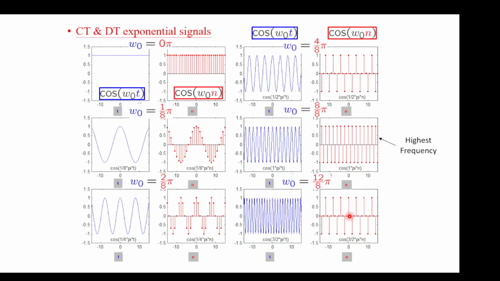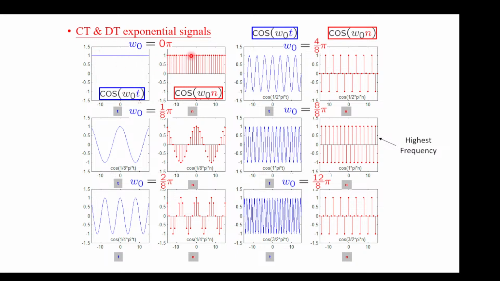Okay. But let's think about the corresponding discrete signal. We have the continuous signal cosine omega naught t here, where t can be any continuous number. And on the right hand side we have cosine omega naught n, where n only takes integer values. So you see that at the start they look quite similar.